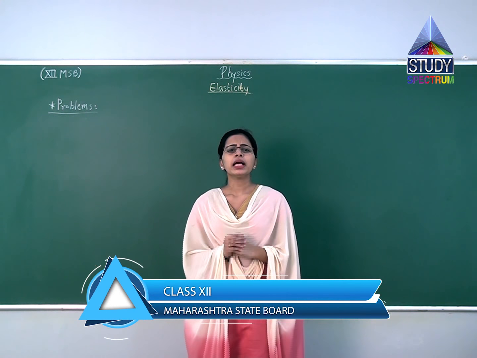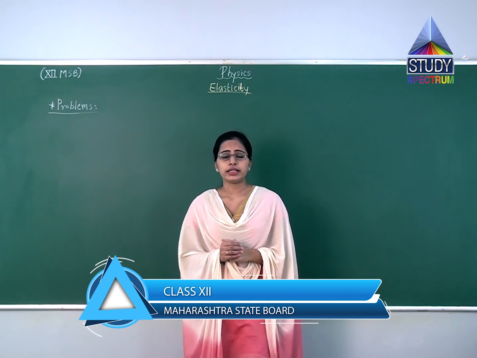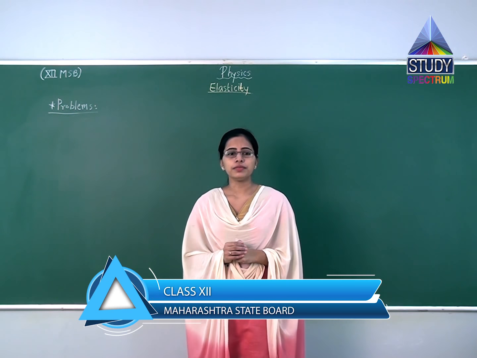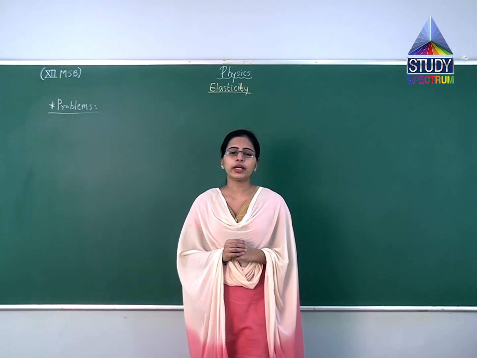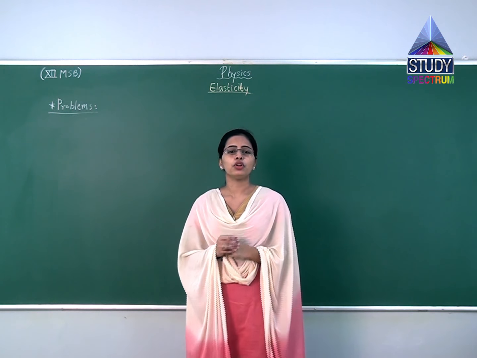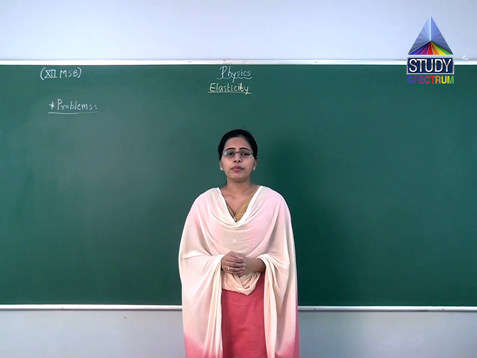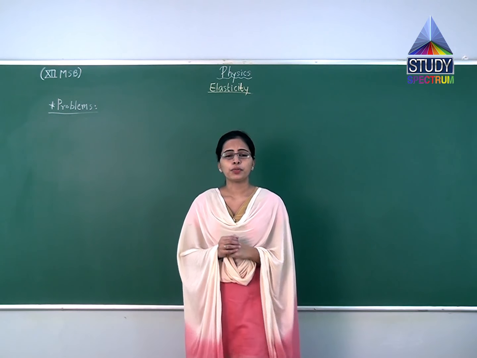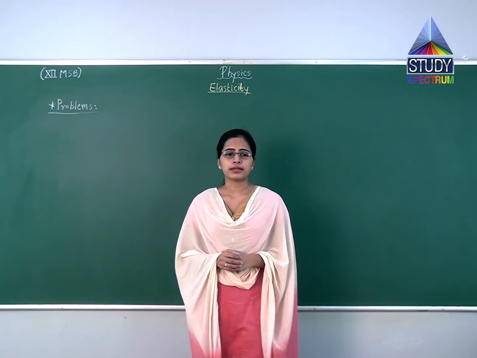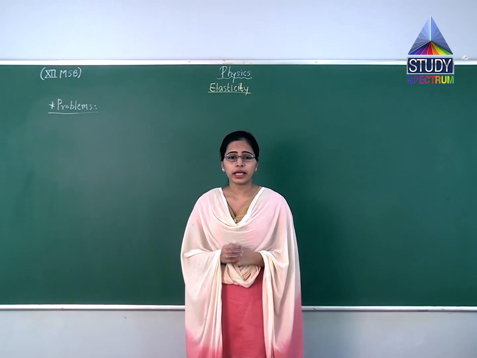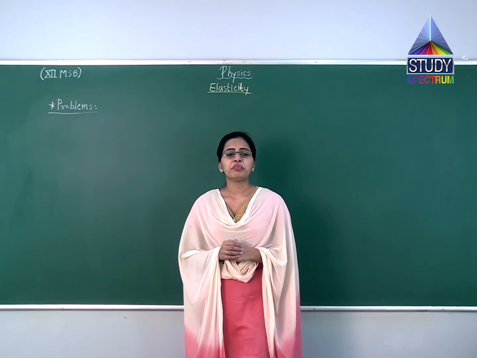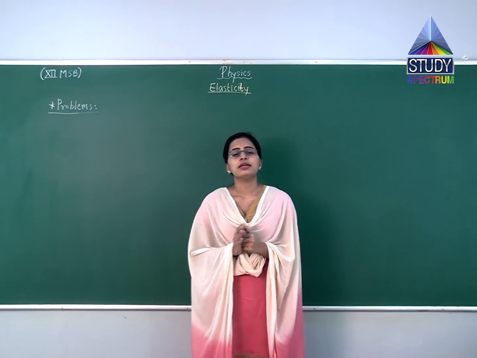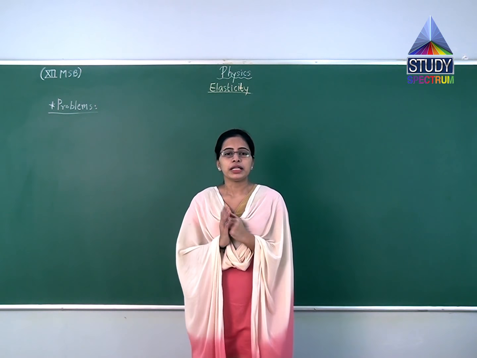End of the wire. Another identical wire is attached to the bottom of a load, and another load of 2 kg is attached to the lower end of this wire. Compute the longitudinal strain produced in both the wires if the cross-sectional area of the wires is 10⁻⁴ meters square. Now this is an unsolved problem from your textbook.